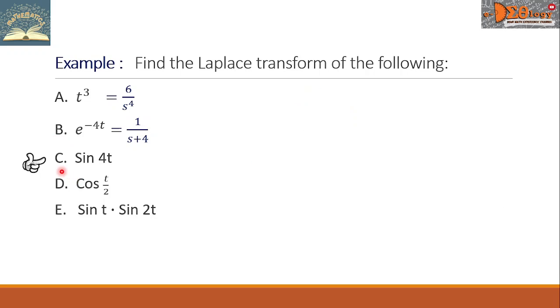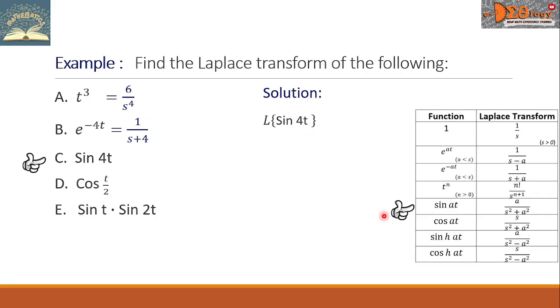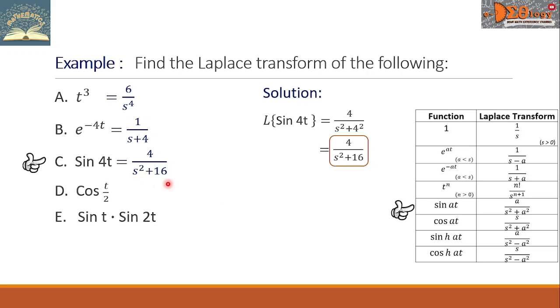Next is problem C. The function is sine 4t. Our notation is L of sine 4t. In our table, we're going to use the formula for sine at. Let us substitute the corresponding values. We have now 4 over s squared plus 4 squared. Take note that in here, the a is equal to the value 4. Let us now simplify further this 4 squared. It becomes 16. And this is now the final answer. Let us write the final answer opposite problem C.